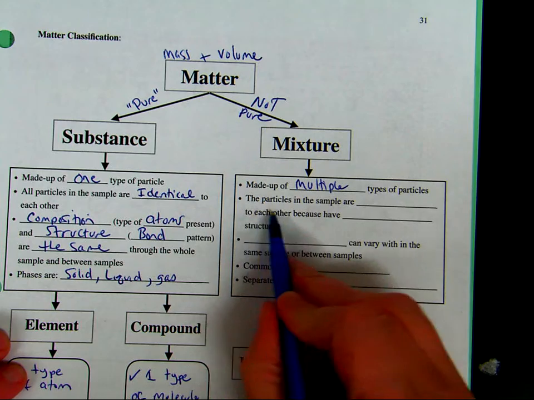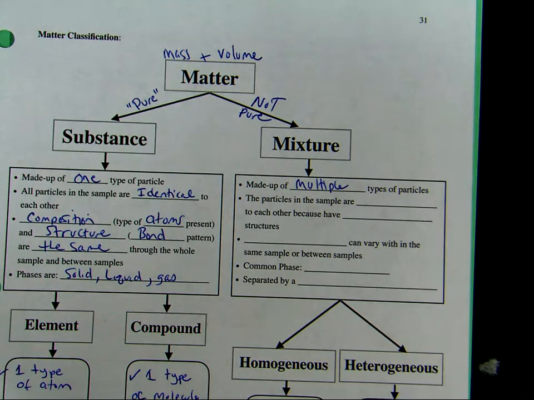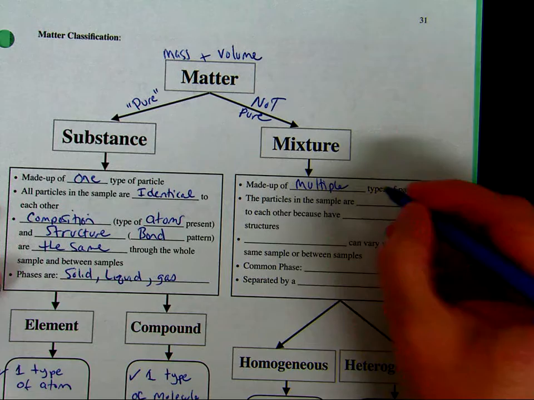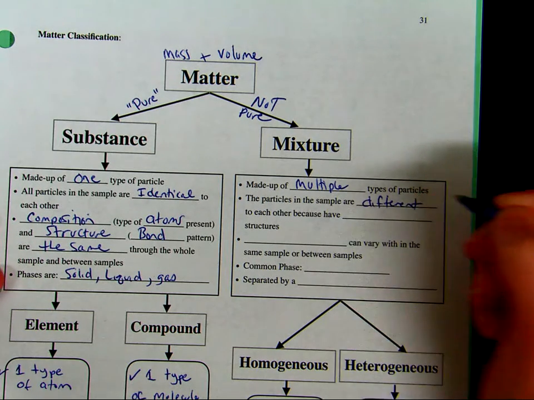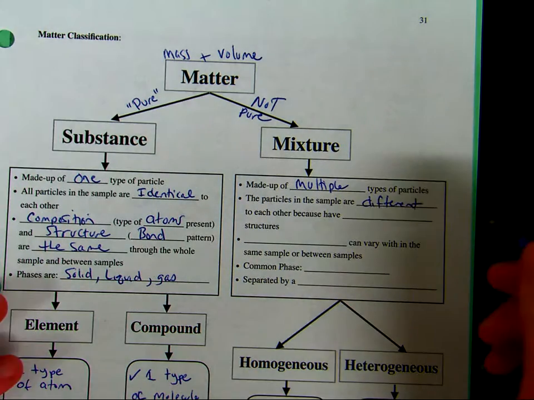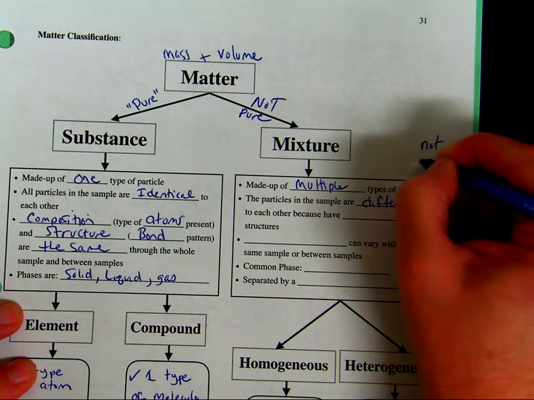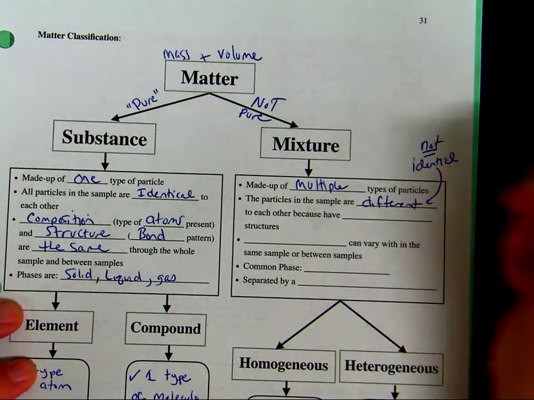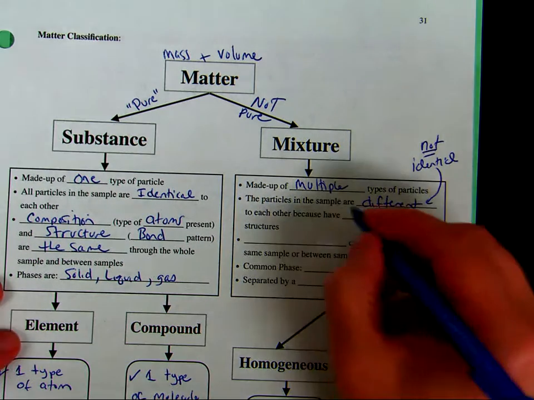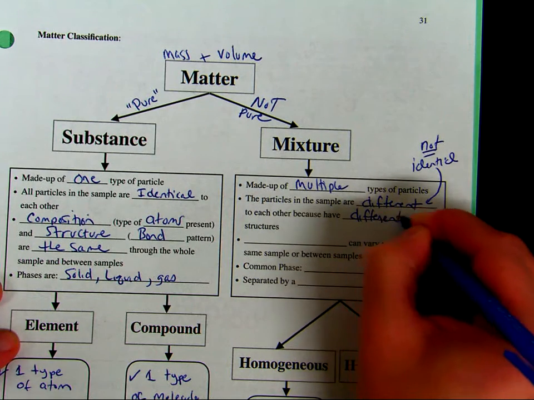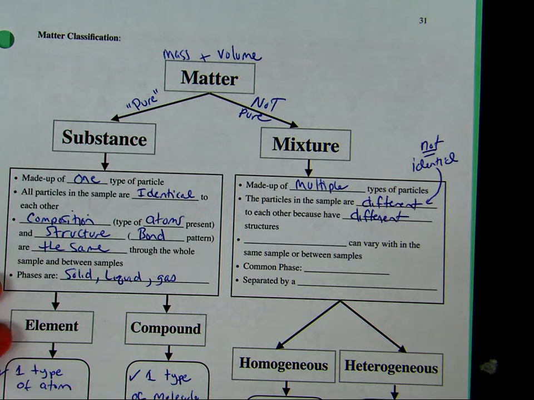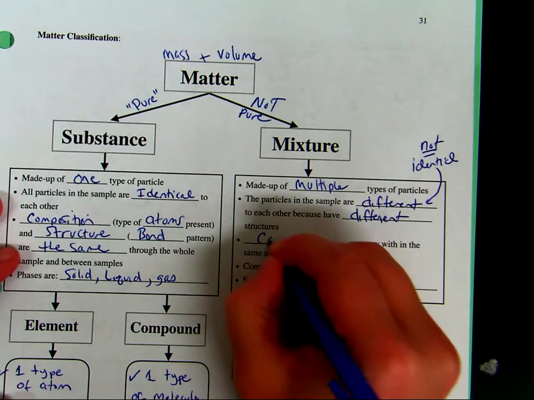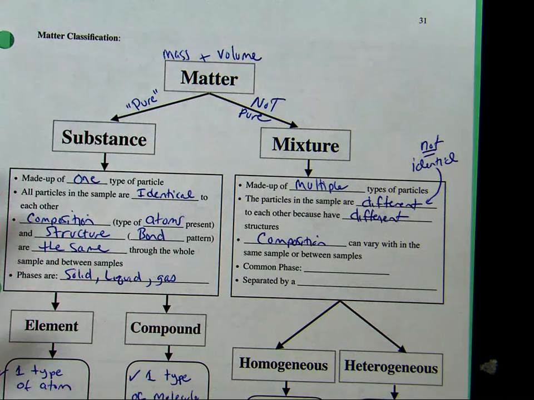The particles in the sample are not identical to each other, because they have different structures. So because there is more than one type or multiple types of particles, they are not identical, they have different structures. That means that the composition can vary within the same sample or between samples.